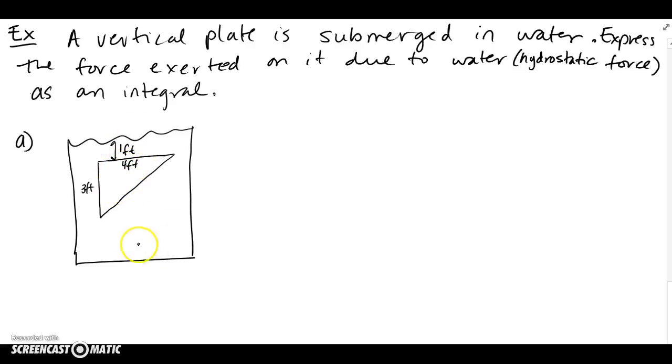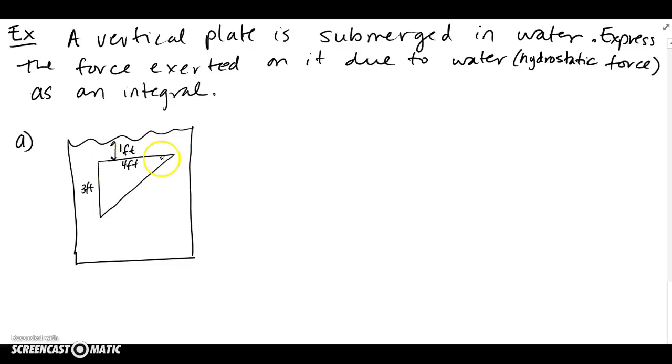If it was a horizontal plate, it would be much easier. We would just do rho g dA and be done with it. But because this is vertical and pressure changes as we go up and down, we have to do the integral analysis. So, as we said earlier, set up an axis first.